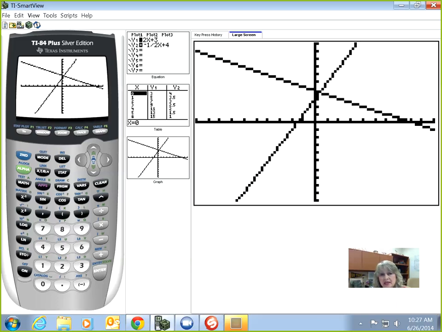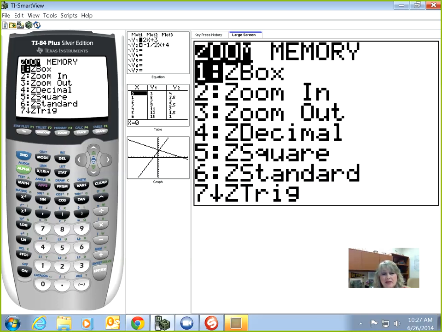So in order to fix this, we're going to go to Zoom on your calculator. It's at the top in the middle, Zoom. And we're going to press number 5 for square.